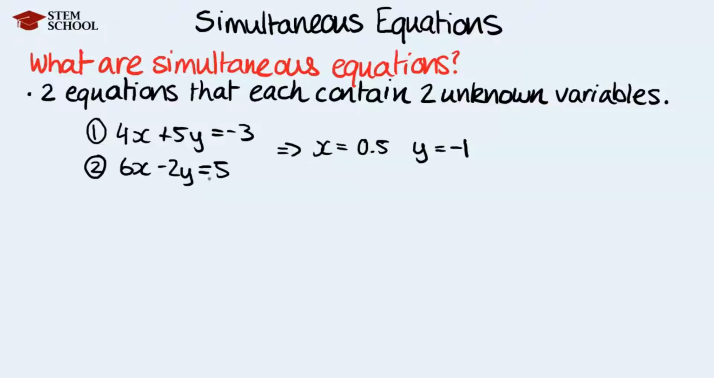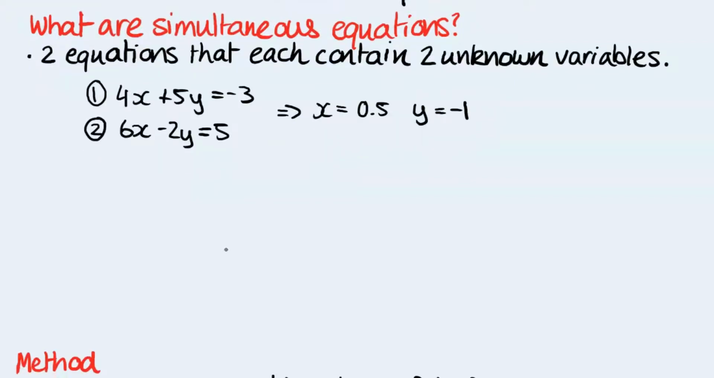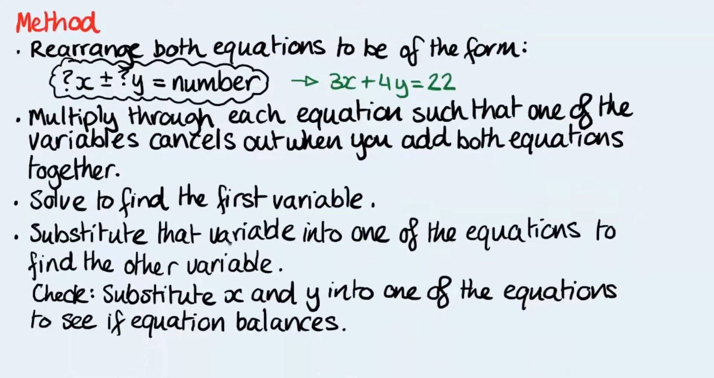So I'll show you exactly how to solve these, and in fact, if you do maths or engineering at university, you might have to solve a system of 3 simultaneous equations. So 3 equations and 3 unknown variables. And that's a bit harder to do, but luckily for now at school level it's just 2 equations and 2 unknowns. So what is the procedure to actually solve simultaneous equations?